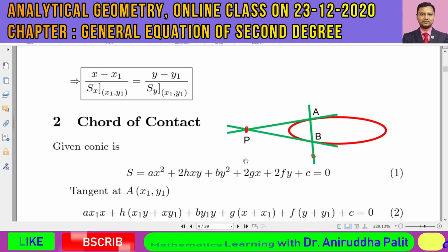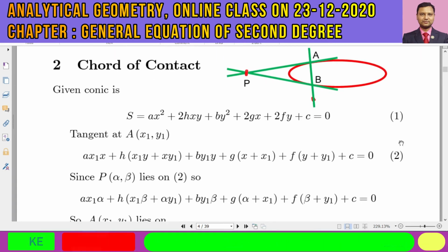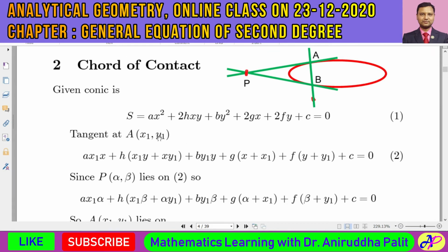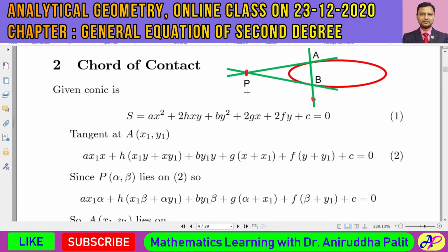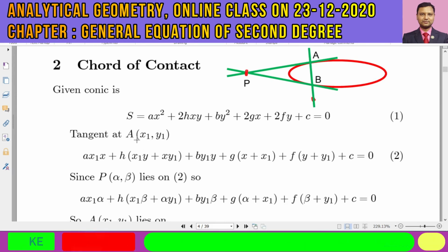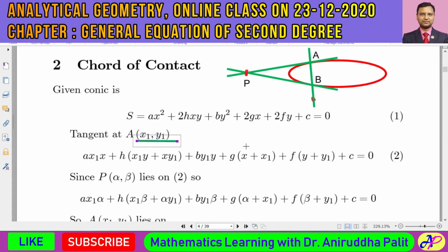Initially I tried to demonstrate the definition. Now following this definition, I am going to show you the equation of this chord of contact AB. So how to obtain the equation? You see, over here, let us suppose that this point P has the coordinates alpha comma beta. Suppose capital A has the coordinates x1 comma y1.